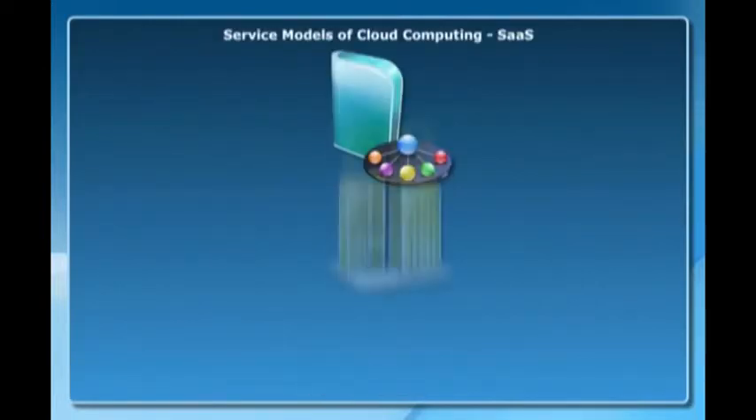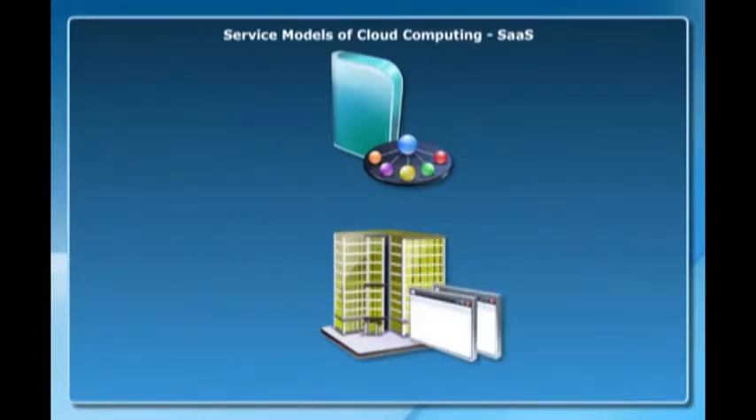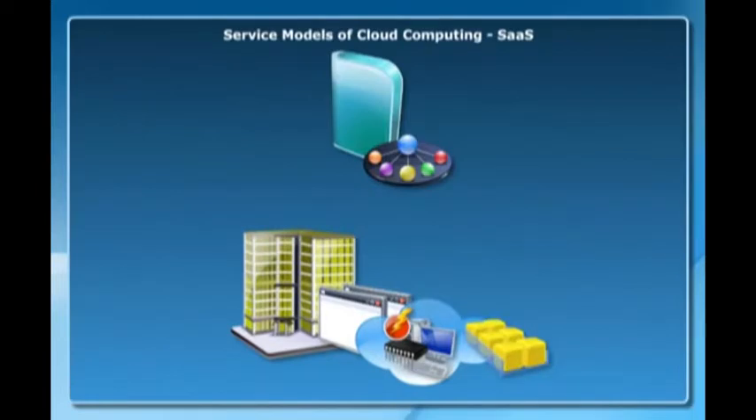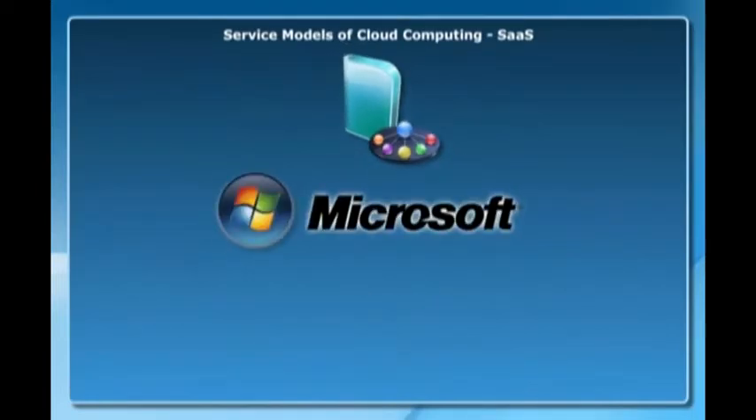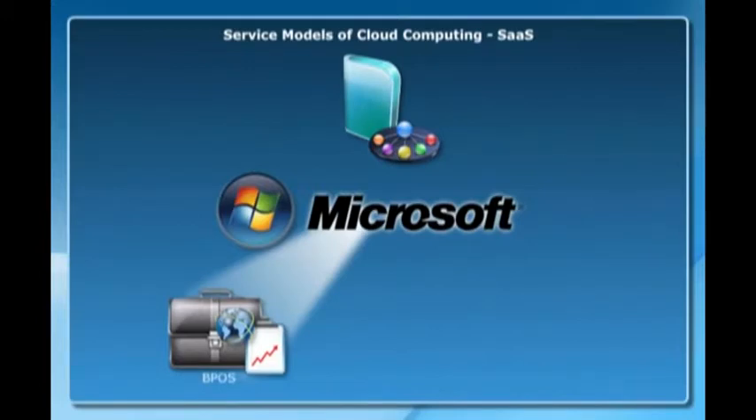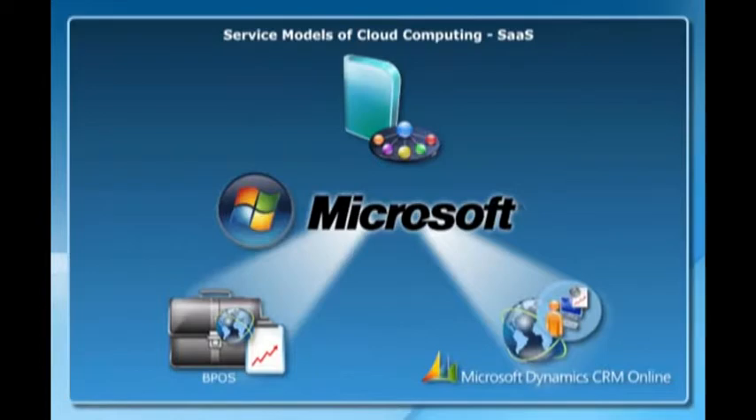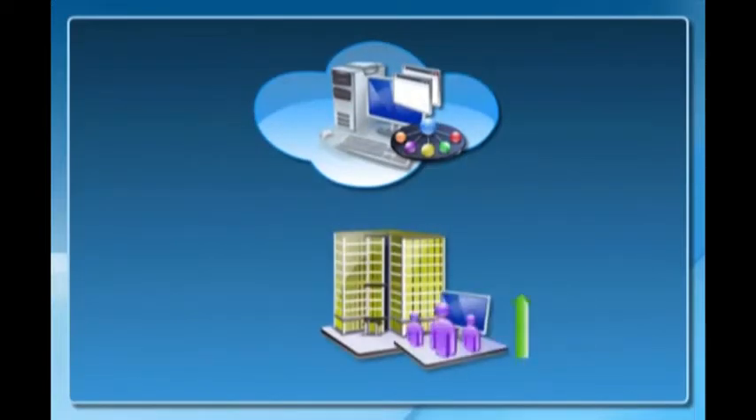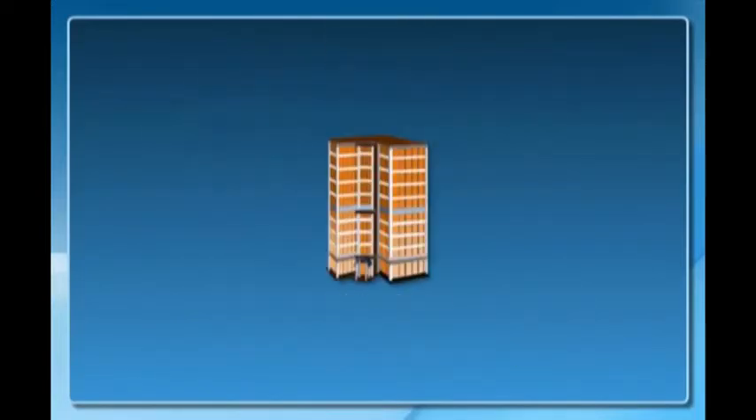The SaaS model provides organizations with ready-to-use applications that use a combination of cloud-based compute and storage services. Microsoft provides various online services, such as Microsoft Business Productivity Online Suite, BPOS, and Microsoft Dynamics CRM Online as a SaaS offering. To understand how cloud computing can help an organization extend its IT capabilities, consider Wide World Importers, a company that manufactures beauty products.